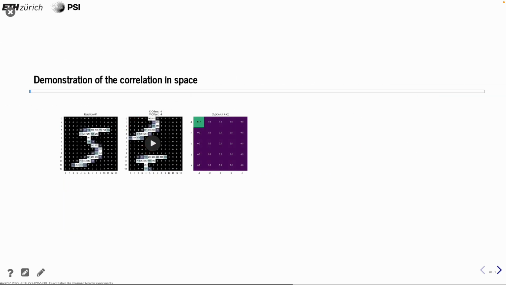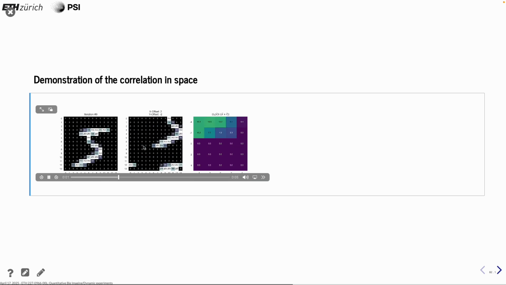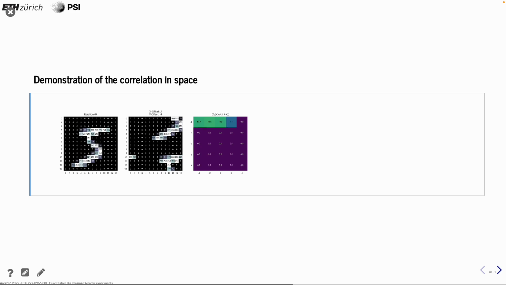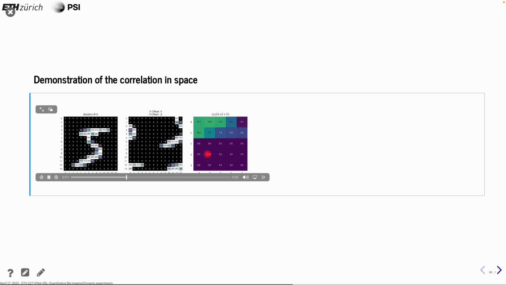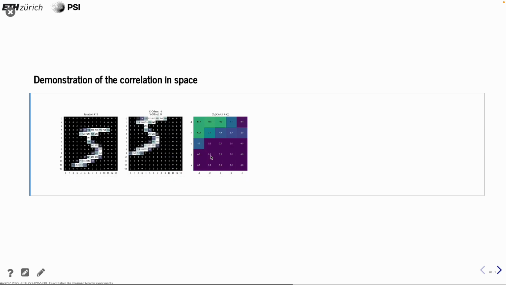So here, let's see if I can start it. Here we can see how the 5 is moving around, and at some point we get an intensity maximum. As you can see, it appears at this point, which corresponds to the displacement. So it can be done in both space and in Fourier transform, but for images, I believe it's much faster to do it with the Fourier transform.